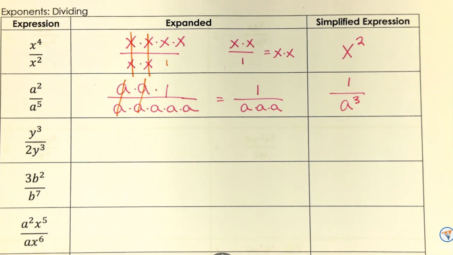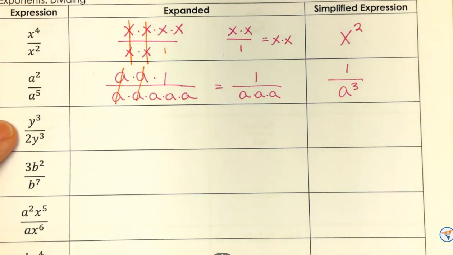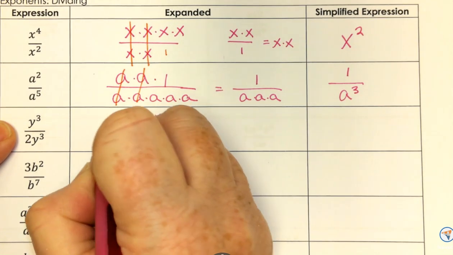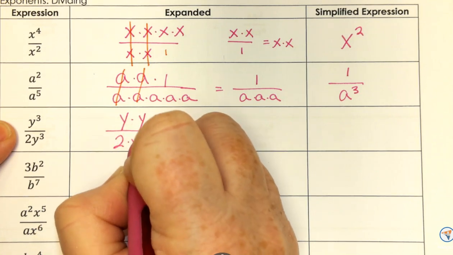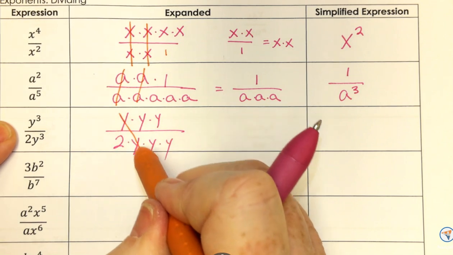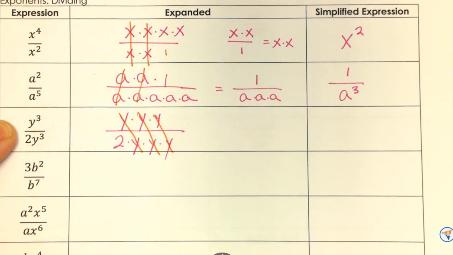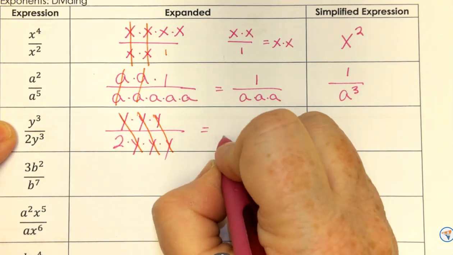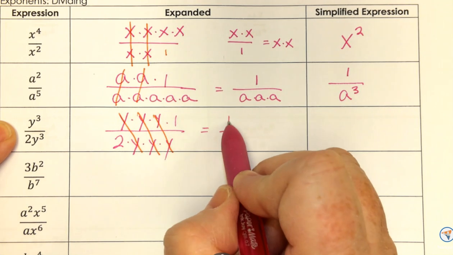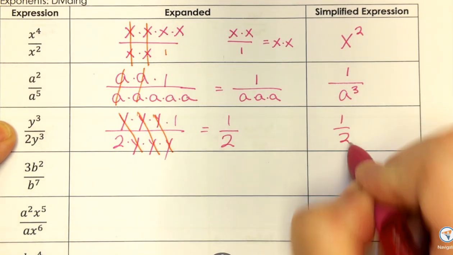So I want you to be watching for a pattern so you can think about this. All right, on the top I have y times y times y. On the bottom I have 2 times y times y times y. Cancel a y, cancel a y, cancel the y. What I have on the bottom is a 2. I have to hold the place. There's a 1 up here. I end up with 1/2.